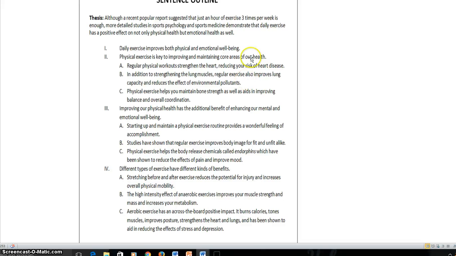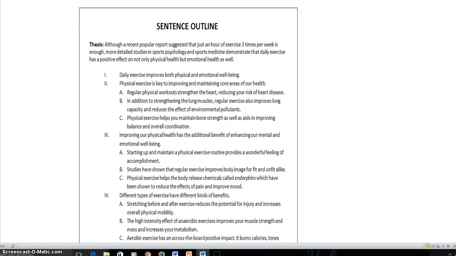Sentence outline is the same paper, but you use sentences rather than just topics. So you use complete sentences. I find using a sentence outline easier because I can then transfer my sentence outline into my rough draft faster.